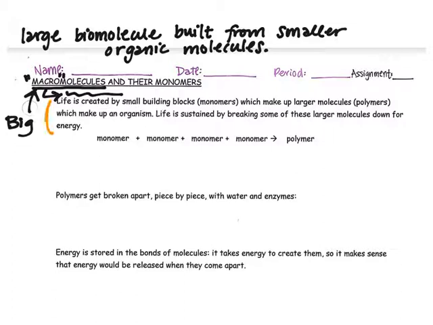With your highlighter, let's read the text here. Life is created by small building blocks known as monomers. So we're going to talk about what monomers are for each of these macromolecules. You can think of monomers as the tiny little Lego pieces that are going to be coming together to form these larger molecules. So life is created by small building blocks, monomers, which make up larger molecules, and we call those larger molecules polymers. So when those Lego pieces do come together to form those larger structures, those are what we call polymers. And these collectively make up an organism, so they literally make up our body.